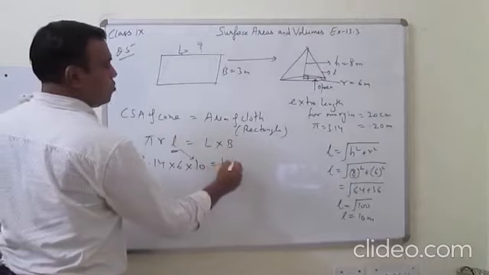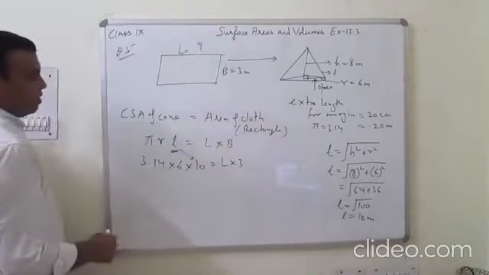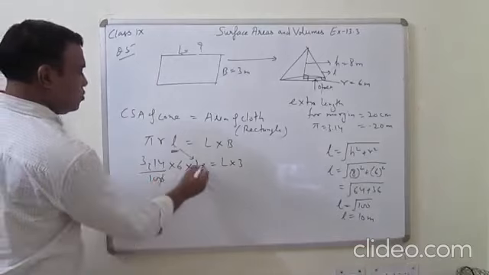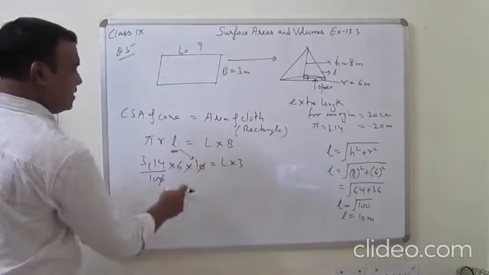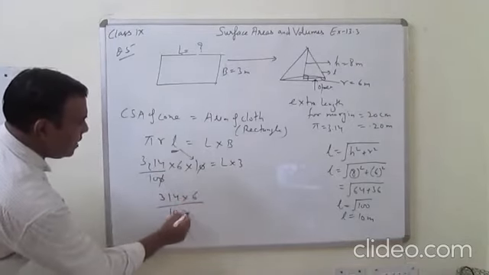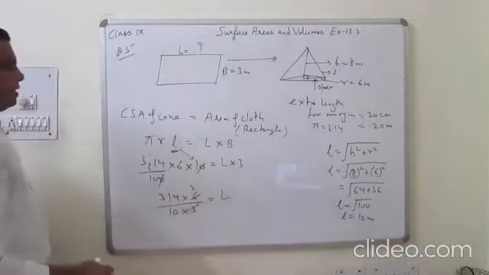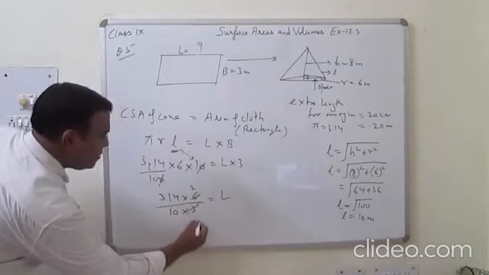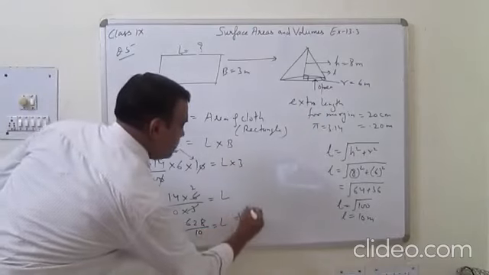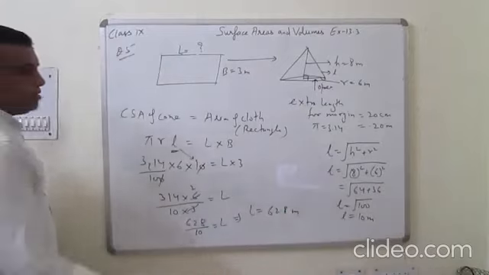What is length? You don't know. Length you have to find out. What is breadth? Breadth is 3. Now remove this 100. Okay. 100 cut and 3 comes that side. इधर लाएंगे तो divide में हो जाएगा. 314 into 6 upon 10 into 3. This will cut, 314 multiplied by 2. So it will get 826 upon 10. So length comes out to be 62.8 meter.